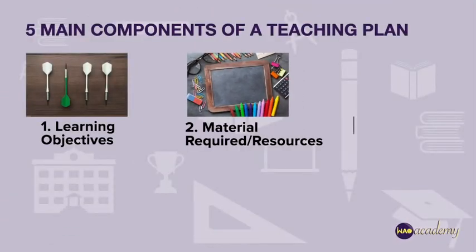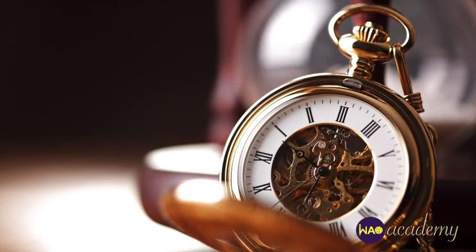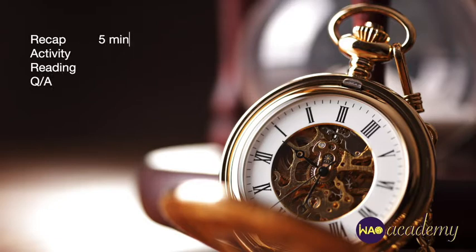Duration. Simply decide how much time to spend on one activity. For example, if you plan to start with a recap, then a small activity, then some reading and a few question answers would do. Have a clear idea in your mind and on the paper how much time to spend on each one activity.